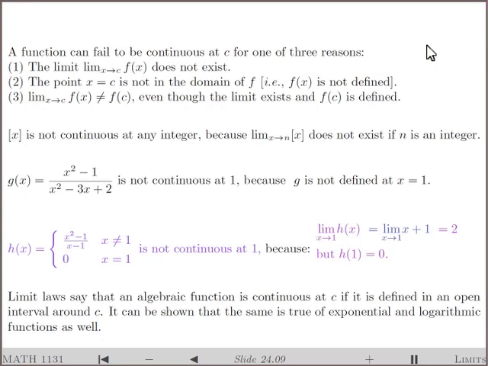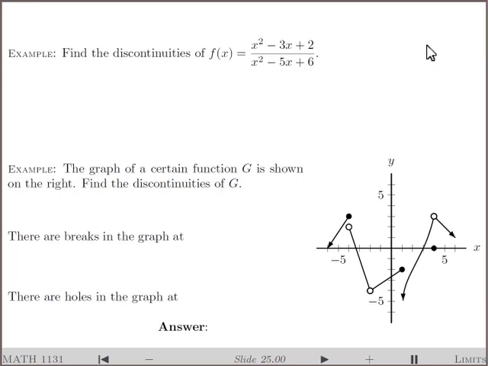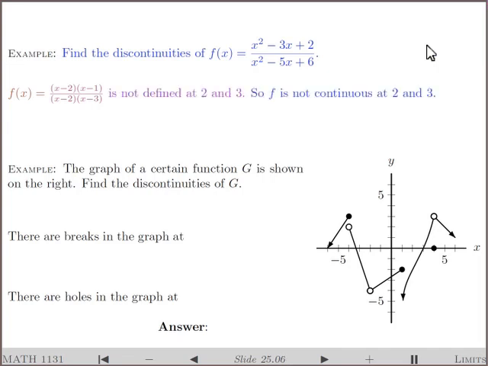Of course, as I said, the last thing cannot happen with rational or even elementary functions. So for a rational function, the discontinuities are where the denominator is 0. So for the function with denominator x squared minus 5x plus 6, where the denominator factors as x minus 2 times x minus 3, the discontinuities are x equals 2 and x equals 3. Note that at x equals 2, the function does have a limit, but it's still not continuous.